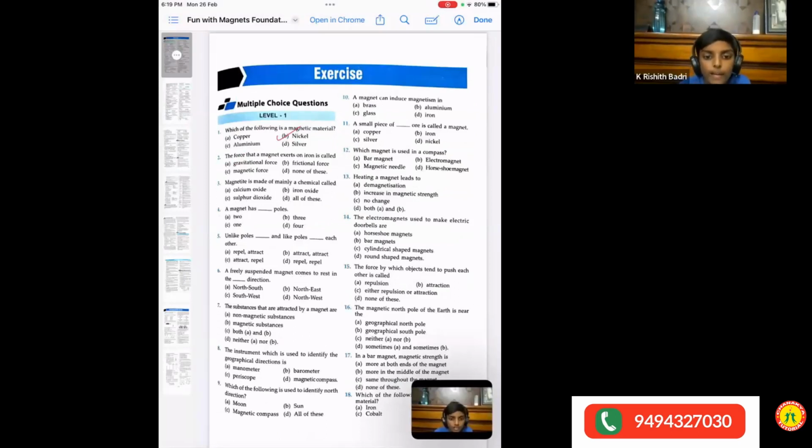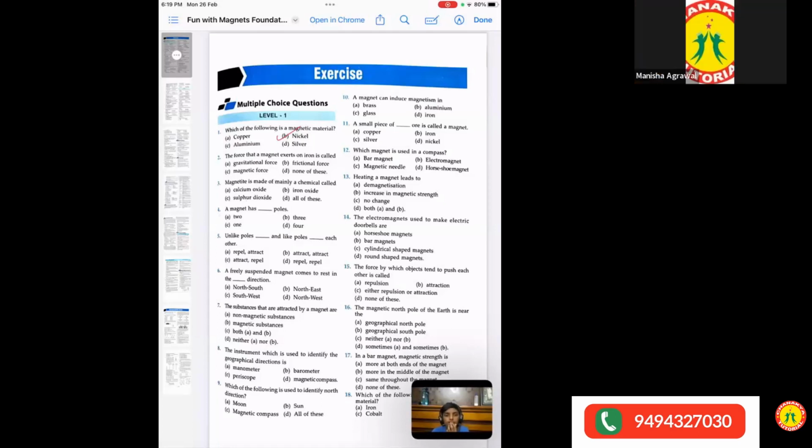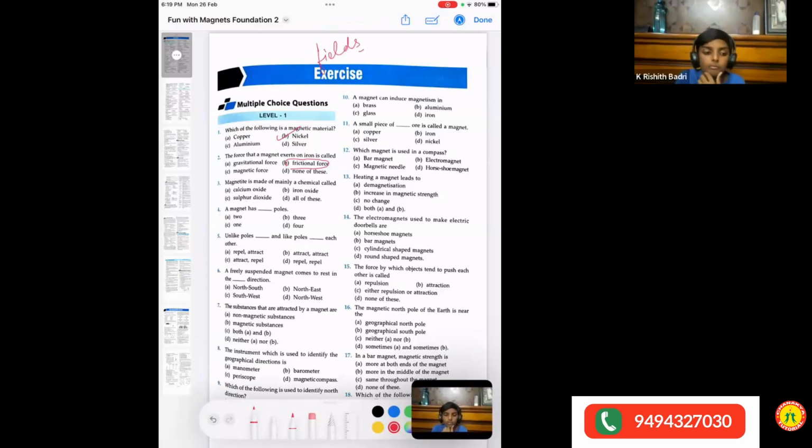The force that a magnet exerts on iron is called. Ma'am, is it option A, gravitational? No. It is a frictional force. So the force which exerts the pressure on the magnet or the iron is called a frictional force. We have studied that the magnetic fields will be created. Why are those created? Those are created because of the friction only. Okay. So the answer is frictional force.